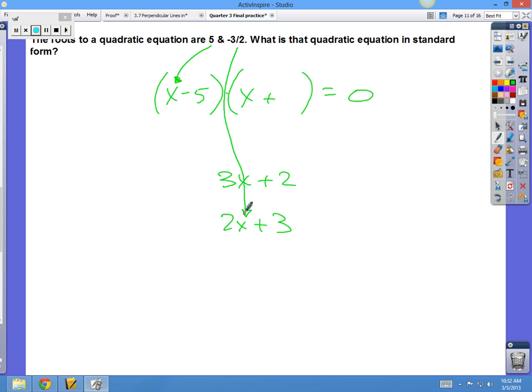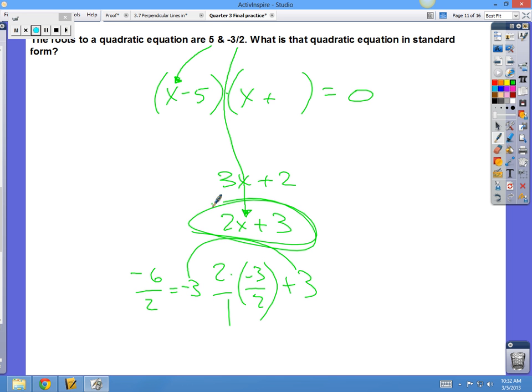If I plug it in for this, 2 times -3/2, here's what happens. If you multiply fractions, you're either going to get a -6 divided by 2, which is a -3, and then you've got -3 plus 3, there's your 0, so this is the one you want. But check it out, you can cross cancel a 2 on top and a 2 on bottom. That's what you want to have happen. So I am going to go with 2x plus 3. So your numerator is always going to be the constant and your denominator is going to be the coefficient.